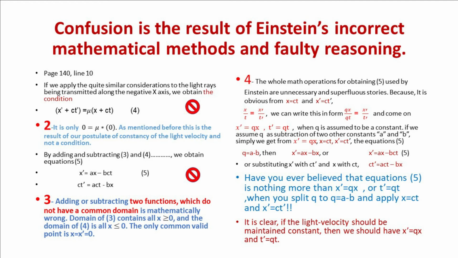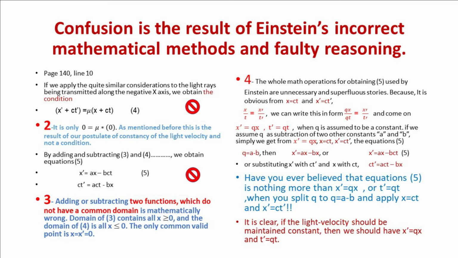q equals a minus b, then x prime equals a times x minus b times x, or x prime equals a times x minus b times c times t, or substituting x prime with c times t prime and x with c times t prime equals a times c times t minus b times x.